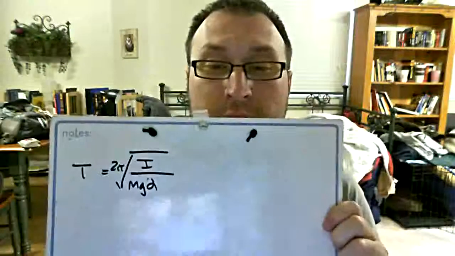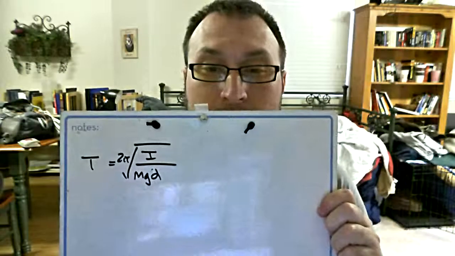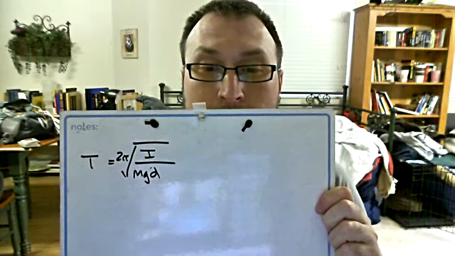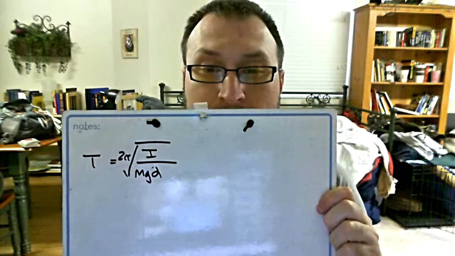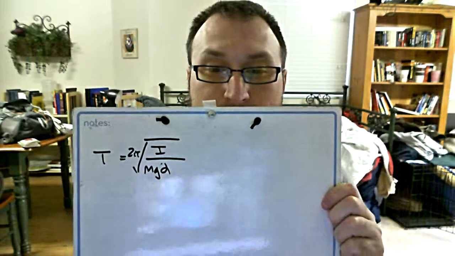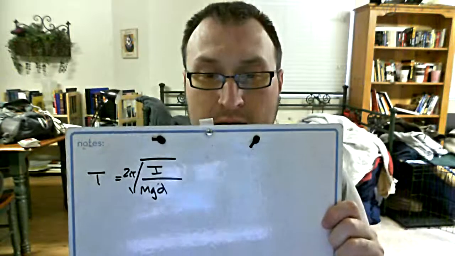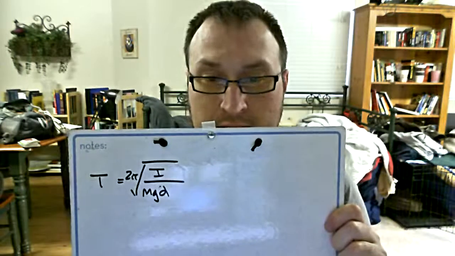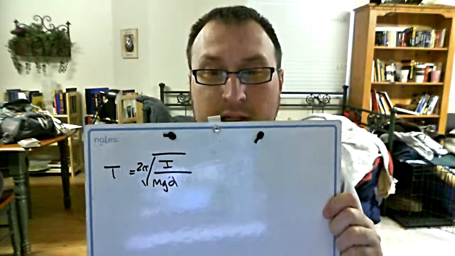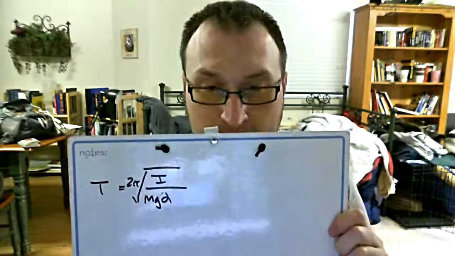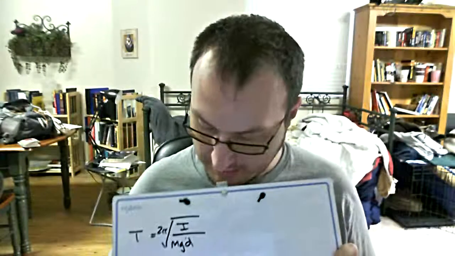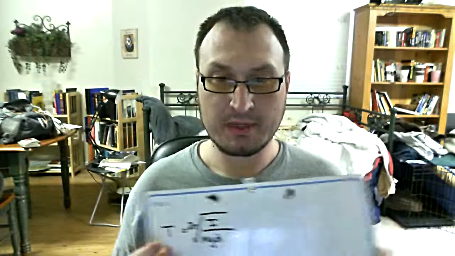I wrote mgh there by accident. It's 2 pi times the square root of I, the moment of inertia, divided by m, the total mass, g, the gravitational constant, and d, the distance between the pivot point and the center of mass of the physical pendulum. I think this one is worth committing to memory.